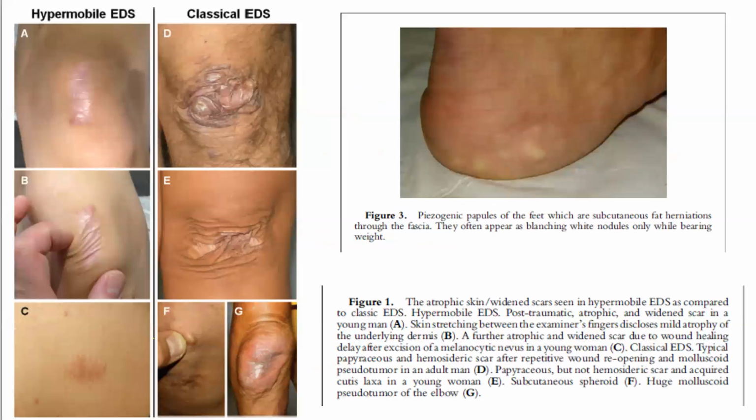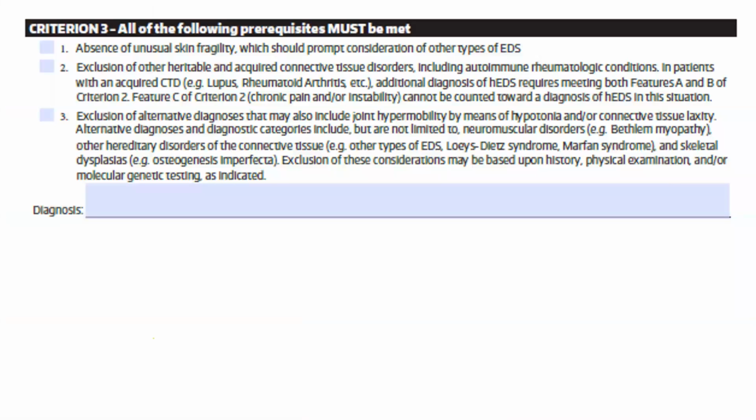So just some of the clinical features that can be met is that they have these cigarette paper atrophic scars. And then on the right-hand side is a phenomenon called piezogenic papules of the feet, where subcutaneous fat really just herniates through the fascia. And as I said, lastly, one needs to make sure it's not another disorder such as rheumatoid arthritis or another hypermobility kind of spectrum problem.